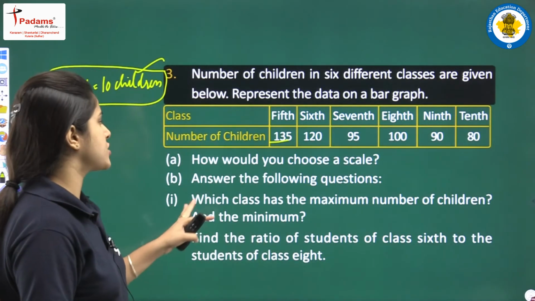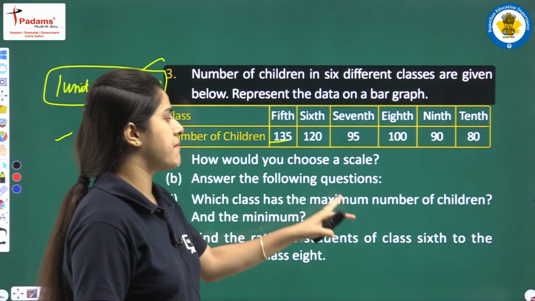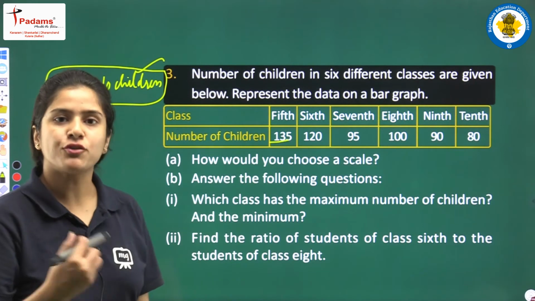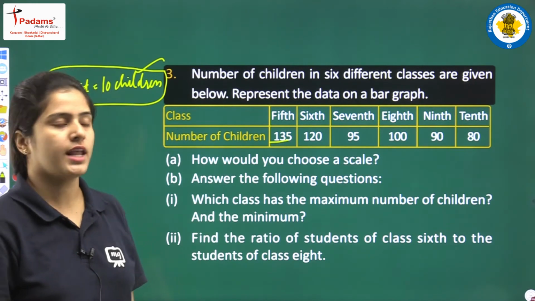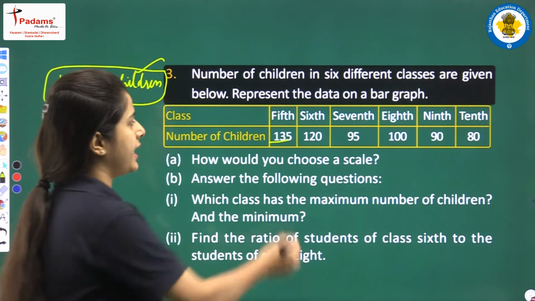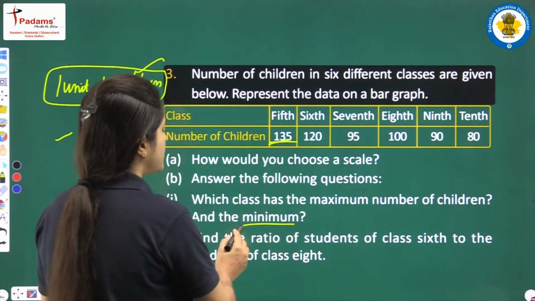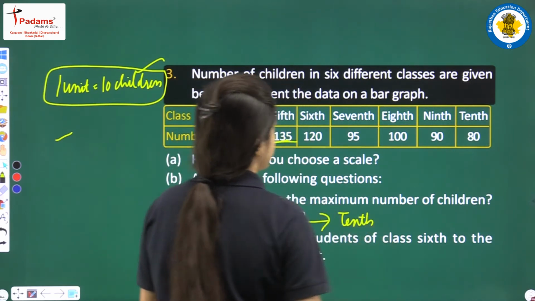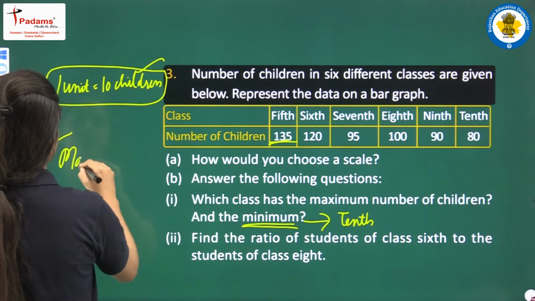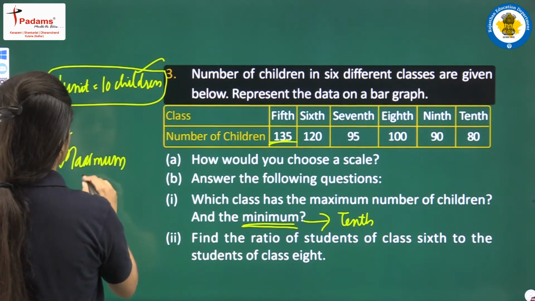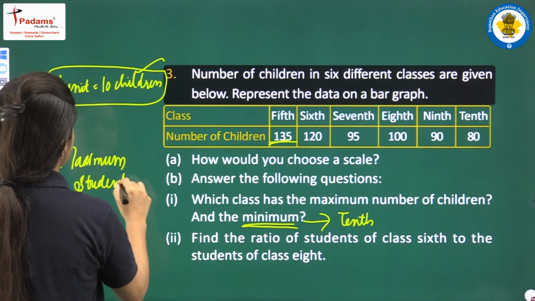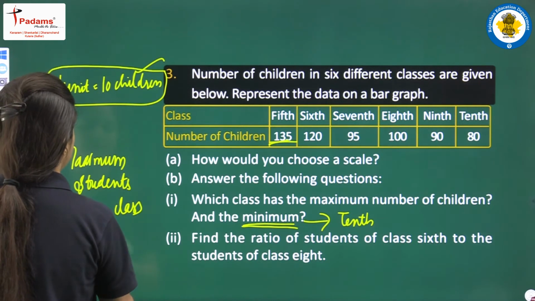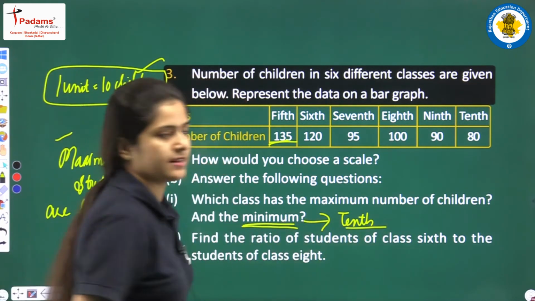Students, the first question asked from you was, which class has the maximum number of children and the minimum? So clearly from the table and from the bar graph, the maximum number of children is from the 5th class, as it is 135, and the minimum children are from 10th. So maximum students are from class 5 and minimum from class 10th.